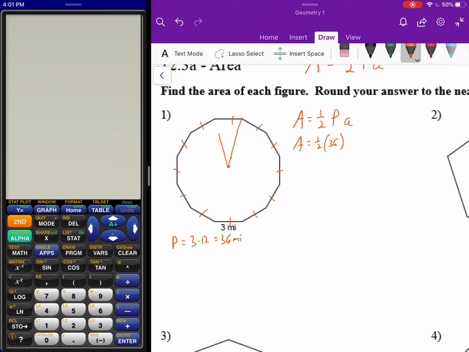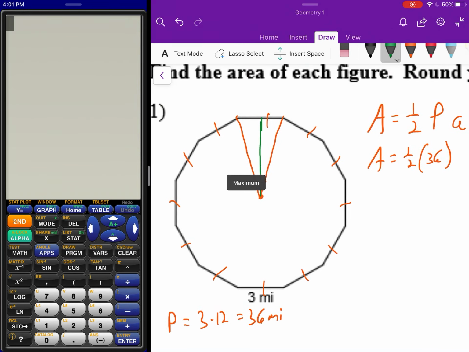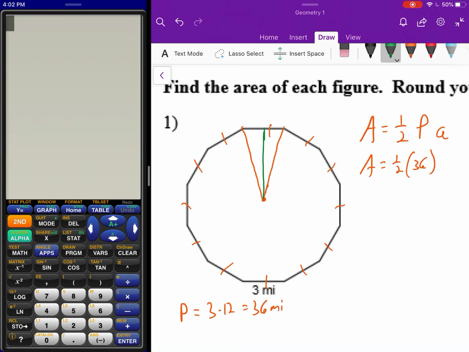And so let's look at our center point here, and then we're going to draw in 2 radii of this polygon. Remember, radii go from the center to a vertex. And then we're also going to draw in the apothem, which I'll put here in green. The apothem is what we want to find. Now, I'm going to zoom in some so we can see this a little bit better.